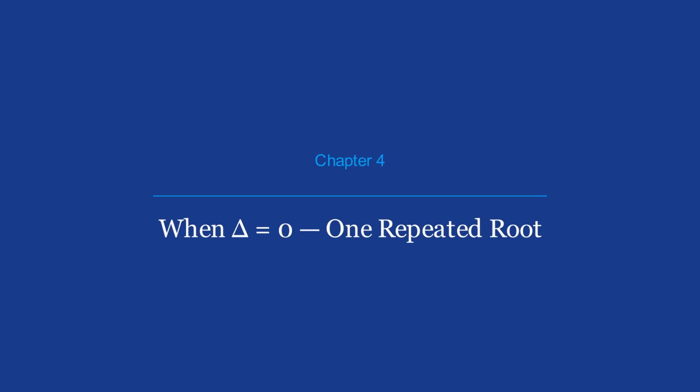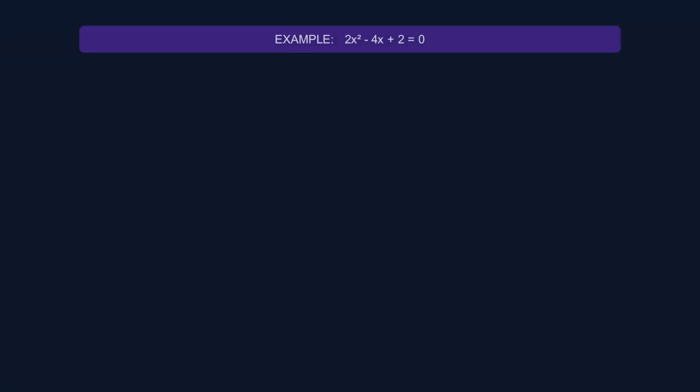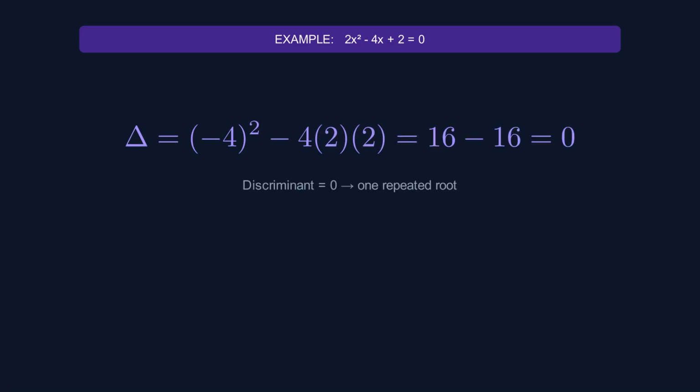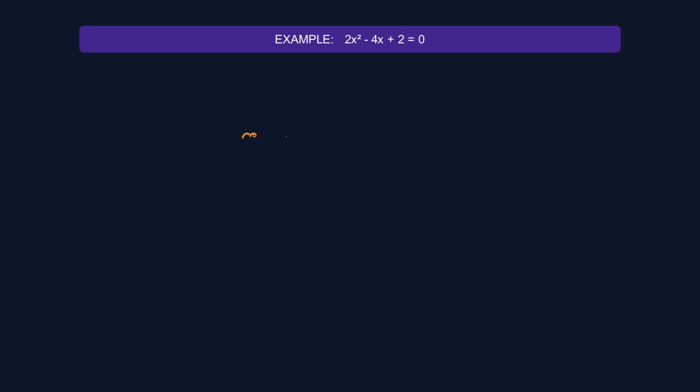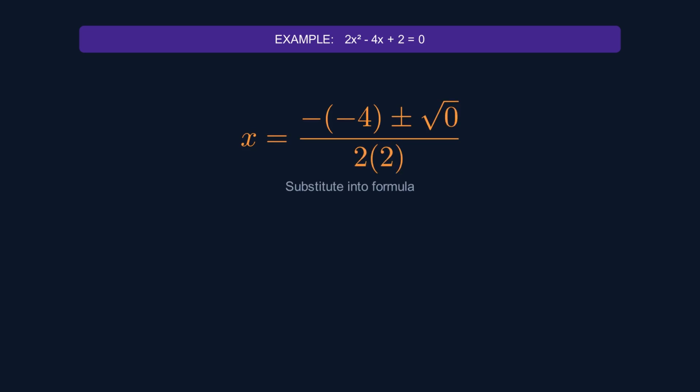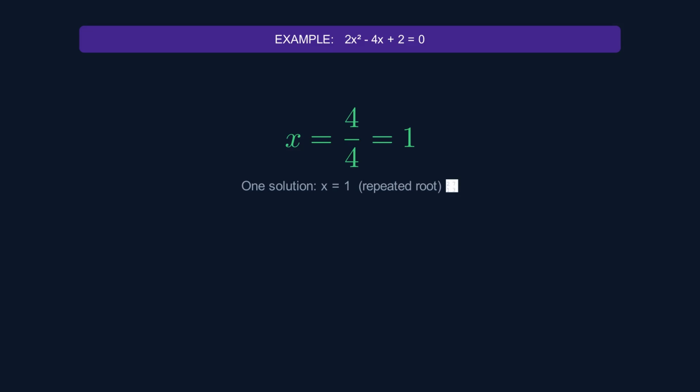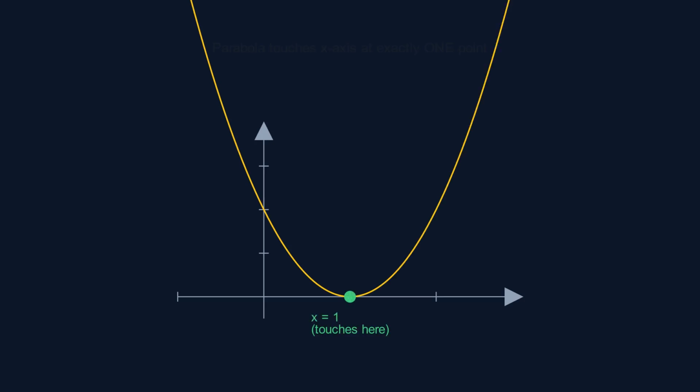Chapter 4, when the discriminant is 0. 2x squared minus 4x plus 2 equals 0. The discriminant, 16 minus 16, which equals 0. One repeated solution, x equals 1. In this one, the parabola just touches the x-axis at one point.